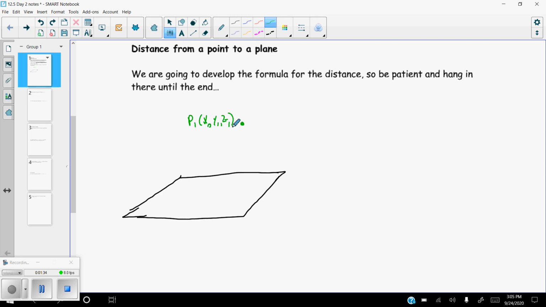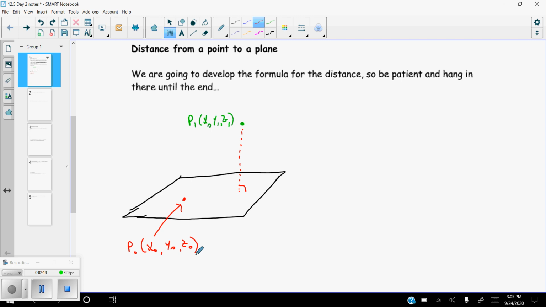But here's the thing. If we happen to know any one point on the plane, it would be really nice if that point was directly below. Like if the point extended down to here and it was perpendicular to the plane, that would be perfect. But more than likely, we're not going to know that specific point. If we did, then we would just literally do a distance formula between 2 points. But we don't necessarily know that. So we'll call this point P0, because it's going to be a point actually on the plane. So x0, y0, z0.